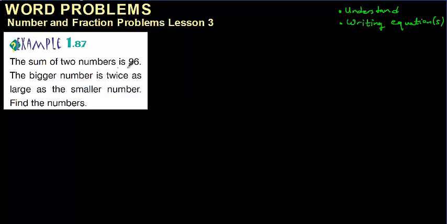Okay, the sum of two numbers is 96. So we are understanding that there are two numbers. The first number, number 1, and number 2 we are going to say. And the sum of them is equal to 96. I'm going to write the numbers, but before writing that one, I need to check other information here. The bigger number, so one of them is bigger, is twice as large as the smaller number. So one of them is bigger, the other one is smaller. Twice as means here one of them times 2.